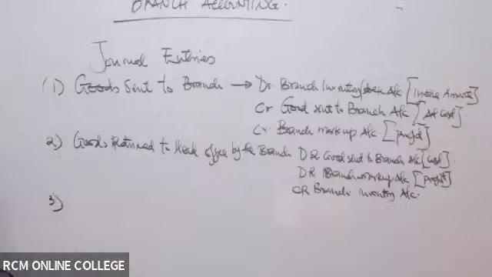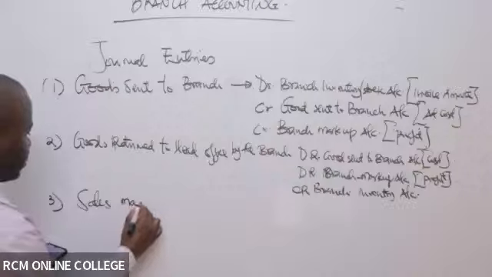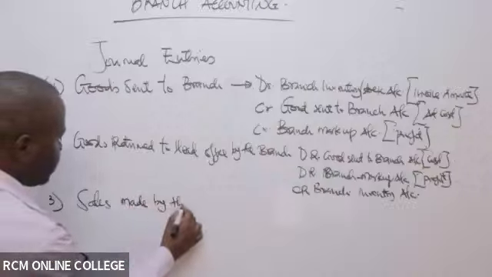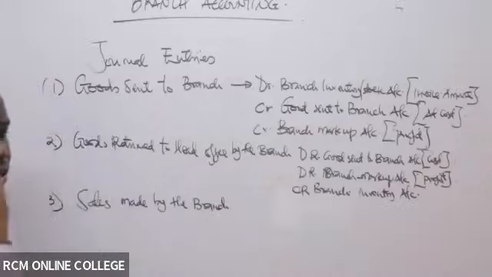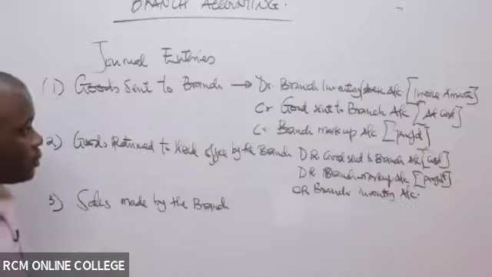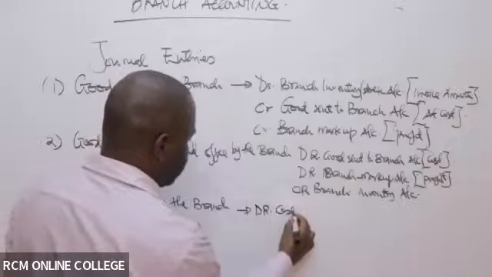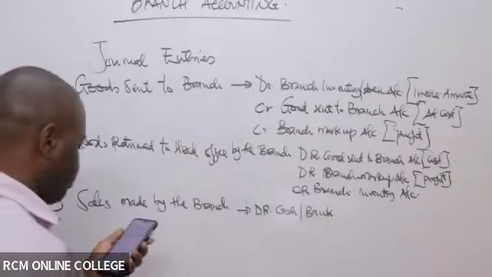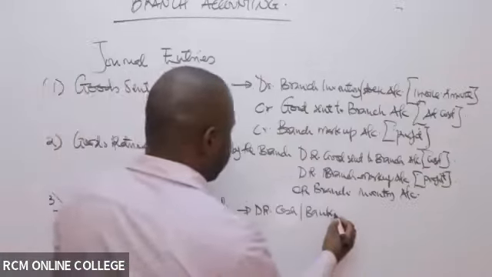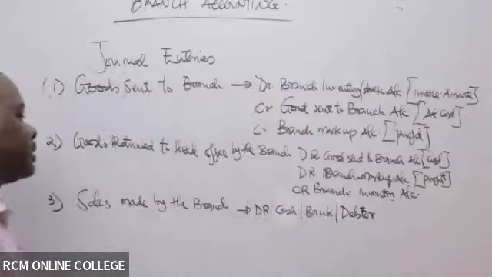Then transaction number 3, sales made by the branch. If the branch makes a sale, what do you do? This can be in cash form, or maybe a check. So you'll debit cash or bank. It can be either cash or bank, or it can be credit sales. That means a debtor will have been created, so you'll debit the debtors account.